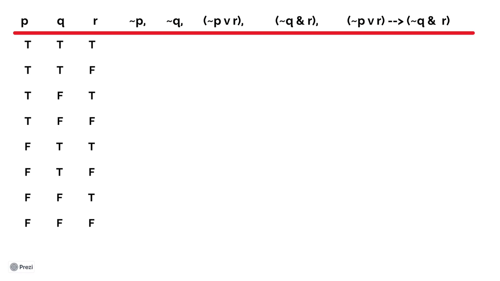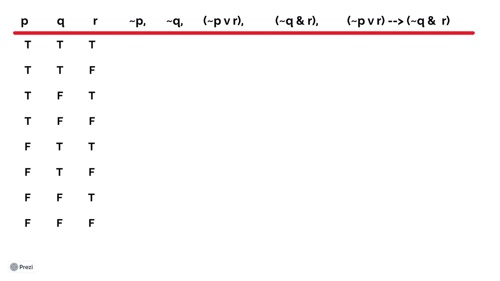I've gotten you started here with the truth values for the simple propositions. Pause the video and see if you can work the rest of the table out. Okay, reading from top to bottom, your column for not P should read false, false, false, false, true, true, true, true. For not Q, line 1 is false, line 2 is false, lines 3 and 4 are true, 5 and 6 are false, 7 and 8 are true.